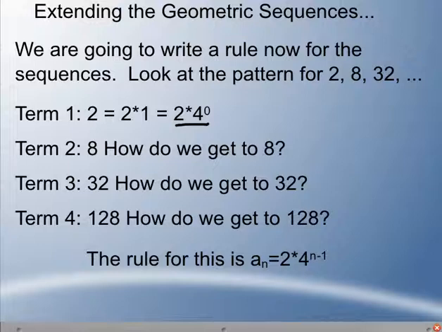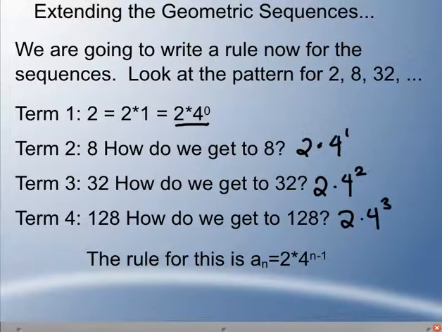Now 8, we would say I take my 2 and multiply by 4, since that's my constant ratio, and I'm just going to show it as 2 times 4 to the 1st power. How to get 32? Well, that's 2 times 4 times 4, since we do it twice at this point, so 4 squared. And 128 is 2 times 4 to the 3rd power.